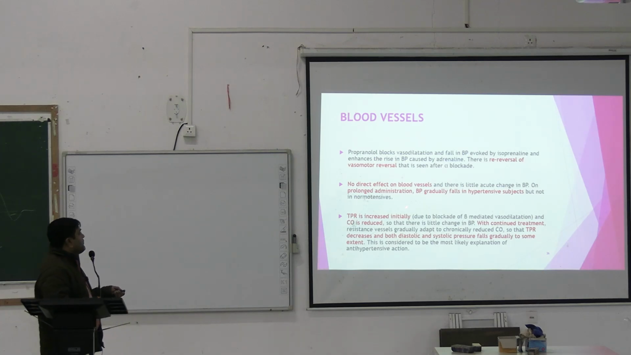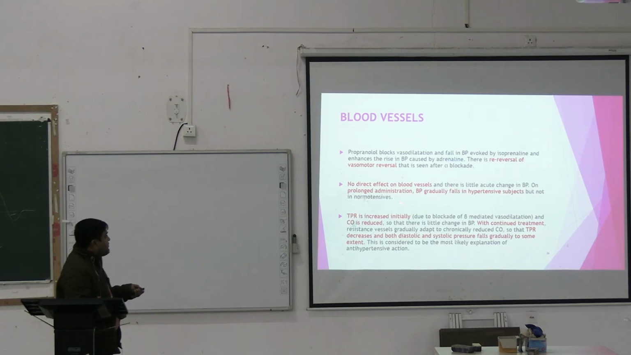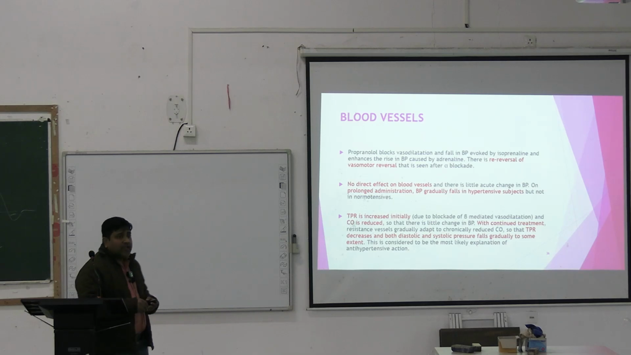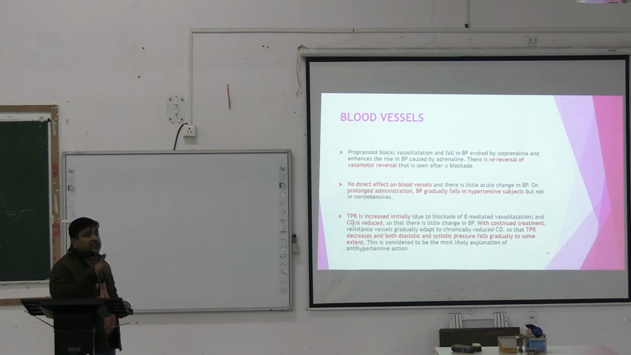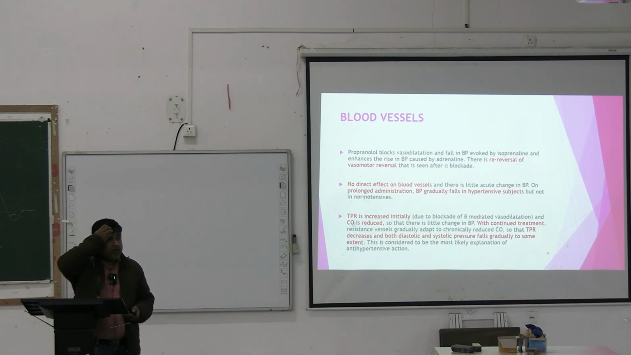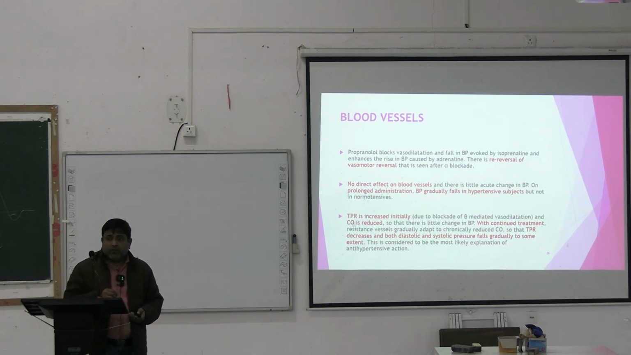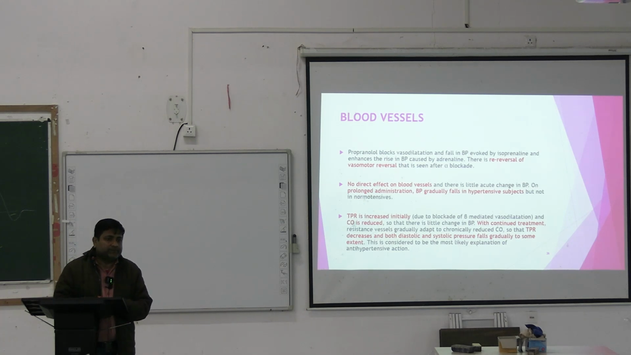No direct effect on the blood vessels. On prolonged administration, BP gradually falls in hypertensive patients. Total peripheral resistance is initially increased. Why will it increase? Why will total peripheral resistance increase? What is the beta 2 action?